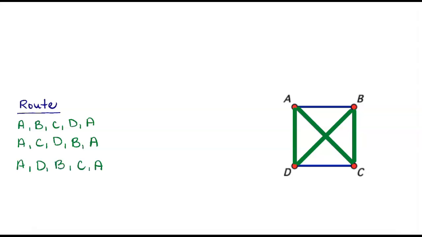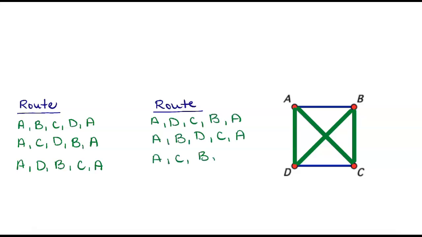There are actually 3 more routes. Notice that the routes in the second column are different from the routes in the first column, but they are related. Each route in the second column is the reverse of the route in the first column, meaning that it traverses the exact same edges, just in the opposite order.